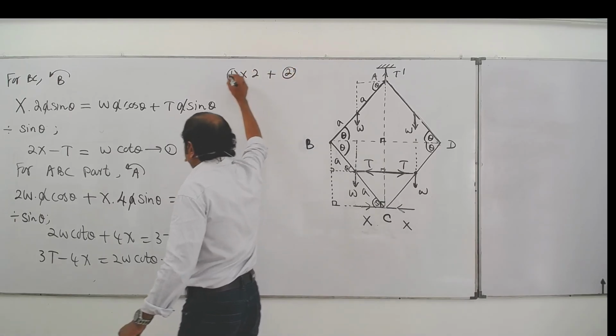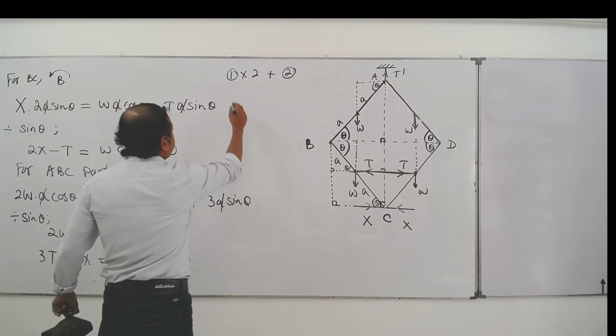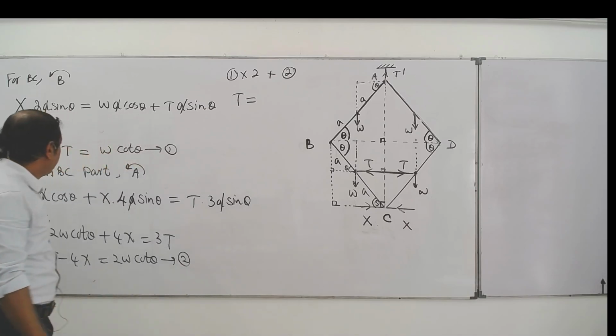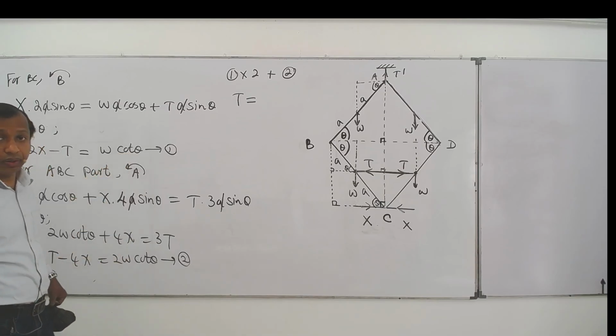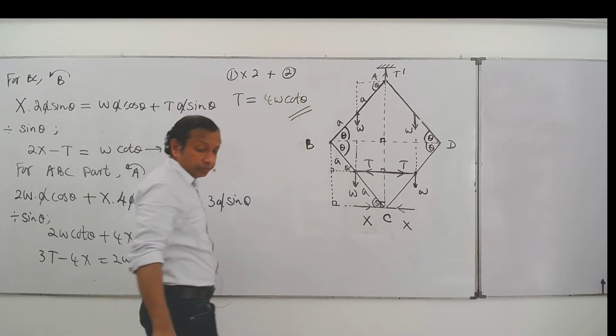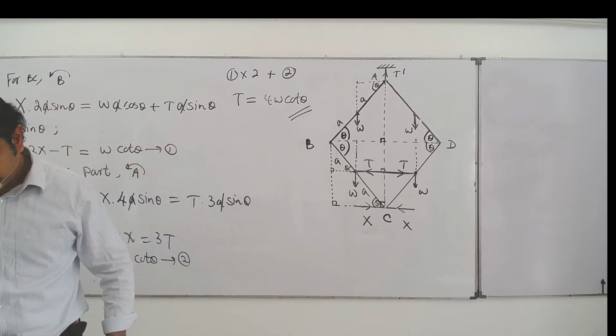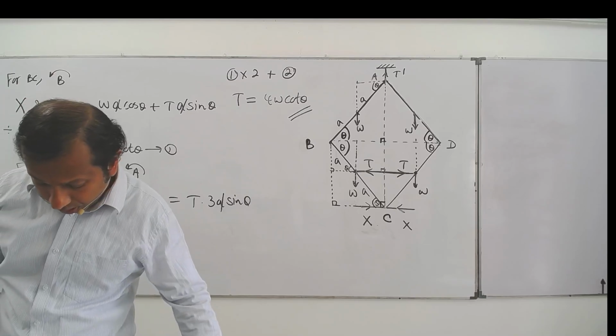So therefore, here we get first equation multiplied by 2 means 4x, right? And this minus 4x will be cancelling. Here minus 2t plus 3t, then t. Right hand side of number 1 we multiply by 2, 2W cot theta, here 2W cot theta, or W cot theta. That is how we get that answer, right? Right, question number 5.